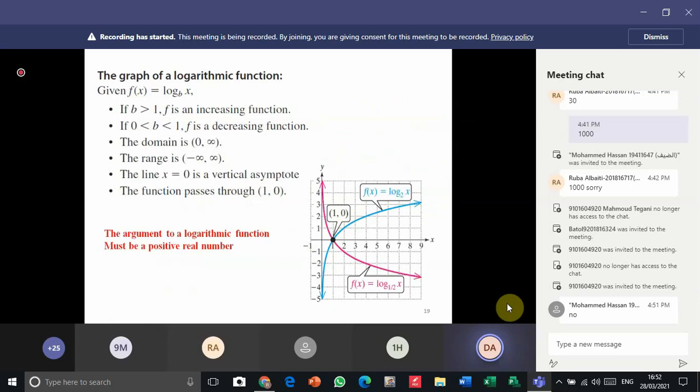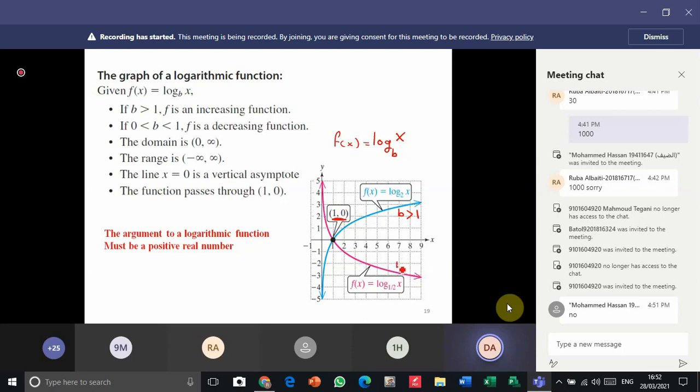The graph of logarithm depends on the value of the base. So we have two graphs. We have increasing if the base b is greater than 1. If we have f of x equal logarithm x to base b, and b, for example, 2 or 3, greater than 1, so this is increasing and passing through 1, 0.